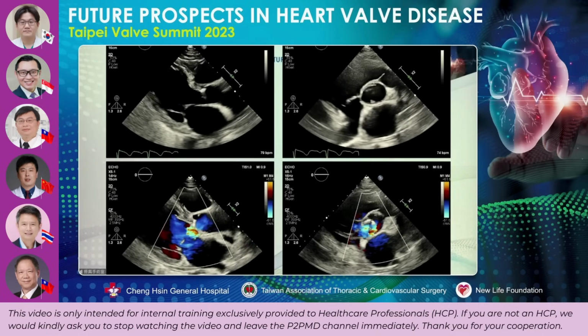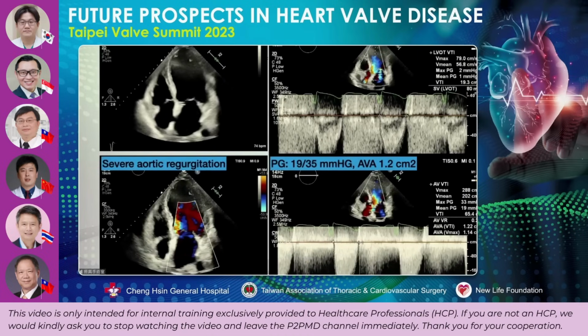And here we can show the echocardiography. This is a very typical bicuspid aortic valve with moderate to severe aortic regurgitation and moderate aortic stenosis. Next. The pressure gradient was 19/35, AVA was 1.2, and this view shows severe aortic regurgitation. Next.